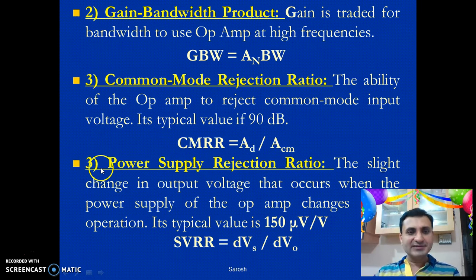The next important characteristic is power supply rejection ratio, abbreviated as PSRR. The slight change in the output voltage that occurs when the power supply of the op-amp changes during the operation is called PSRR. Its typical value is 150 microvolt per volt, and it is given as dVo by dVs, that is, dVs is the supply voltage change and dVo is the output voltage change.